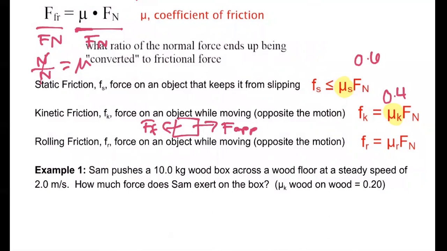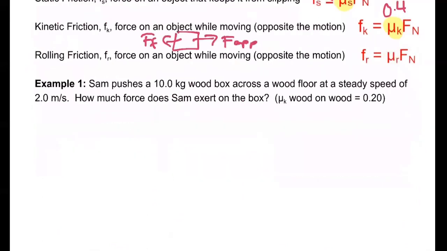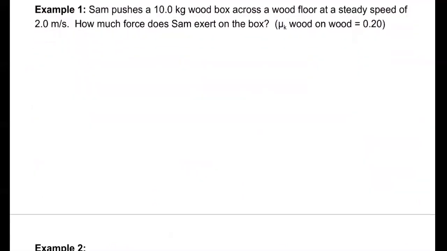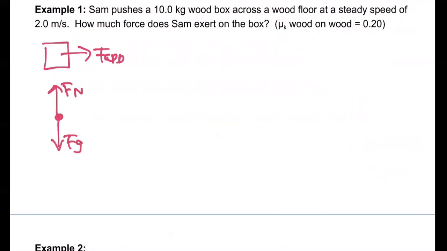So I want to start with an example. This is example number 1. Basically, we're going to look at Sam pushing a wooden box. I'm going to start by drawing a picture just to wrap our mind around the situation. We've got an applied force, and that's what's happening. So I'm going to be a little more specific and draw my force diagram. We have normal force going up. We have force gravity going down, force applied, and force friction.